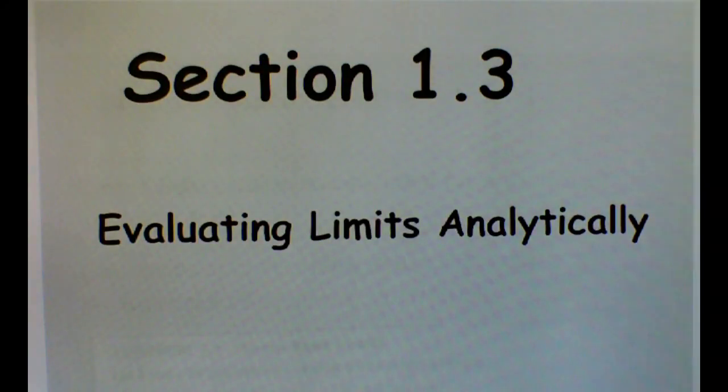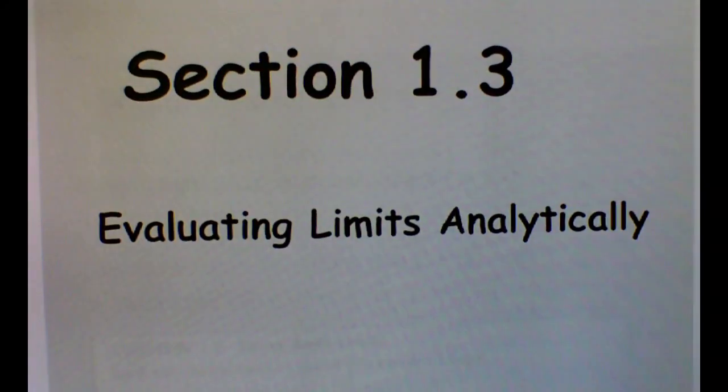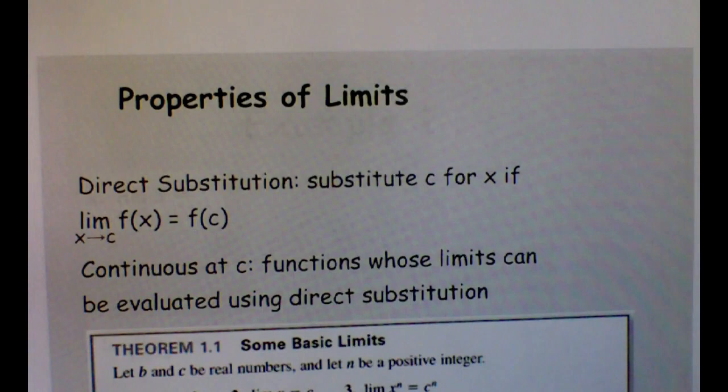All right, this is section 1.3, evaluating limits analytically. So we'll start off with a few properties of limits. First of all, we have direct substitution. That's when you can just substitute c for x if the limit as x approaches c of f of x equals f of c. Just plug in the value anytime you can. That only works if the function is continuous at c. That means the function's limit can be evaluated with direct substitution.